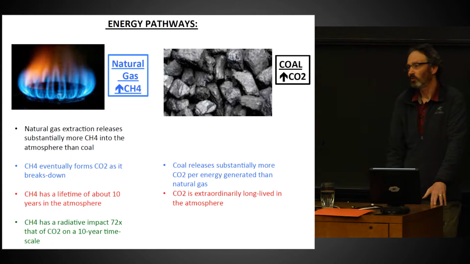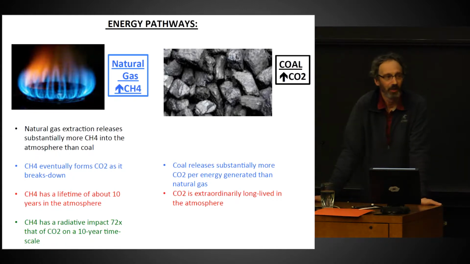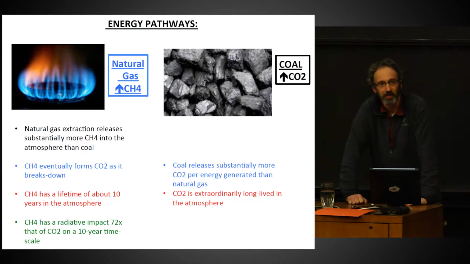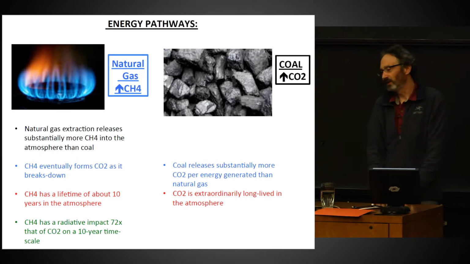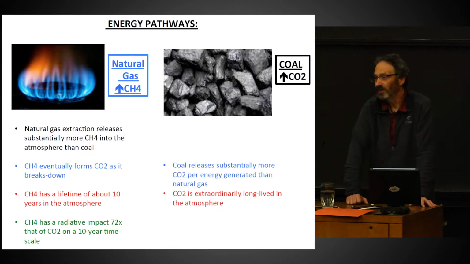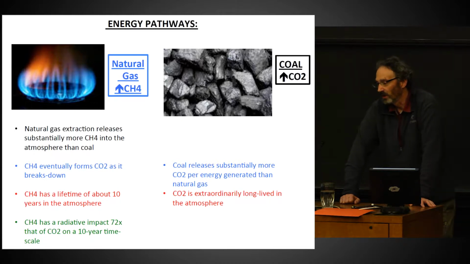CO2, however, is extraordinarily long-lived in the atmosphere. Once you put CO2 in the atmosphere, it stays here for a long time. On the other hand, methane has a rate of impact about 72 times that of CO2 on a 10-year time scale. So in terms of a greenhouse gas, methane is much more powerful than coal. So we can see that when we're choosing between burning coal and burning methane, we're choosing between very different types of species. One is a much stronger greenhouse gas, one stays in the atmosphere a lot longer.